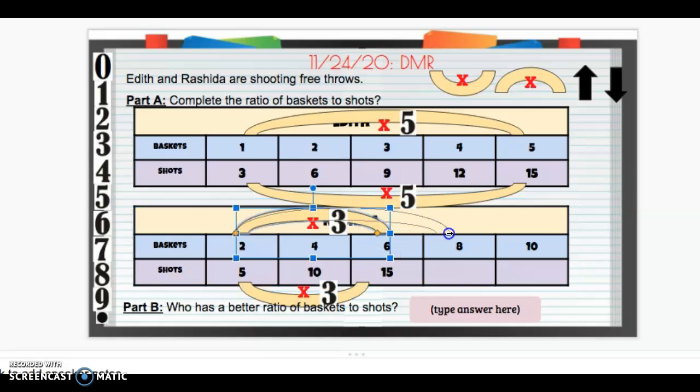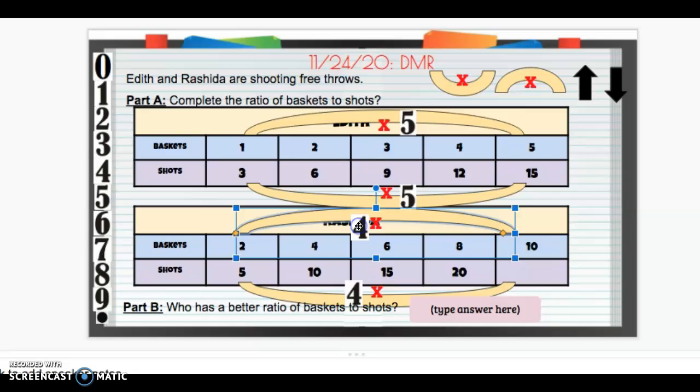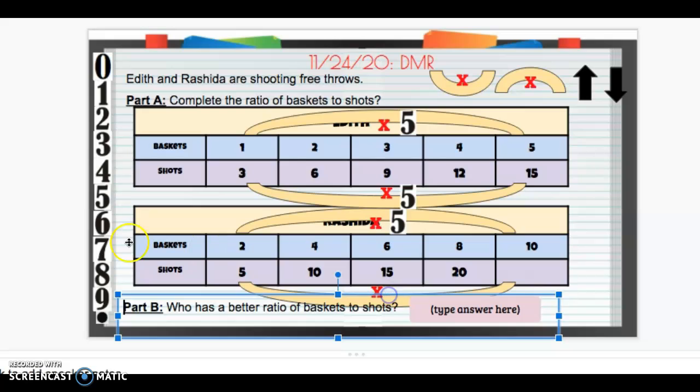Move your noodle. Two times what gives you 8? 4. So then you have to say 5 times 4, and that is 20. Continue figuring out the pattern. Continue moving your noodle down. 2 times what gives you 10, which is 5. So then you have to do 5 times 5, which is 25.